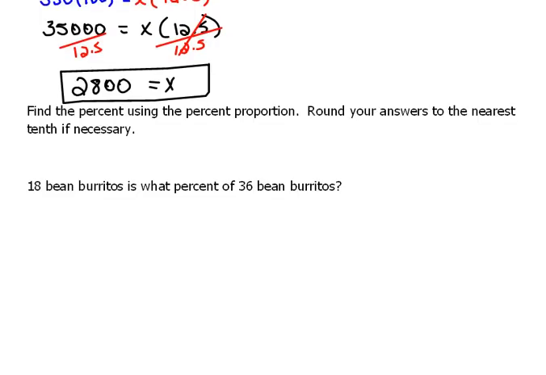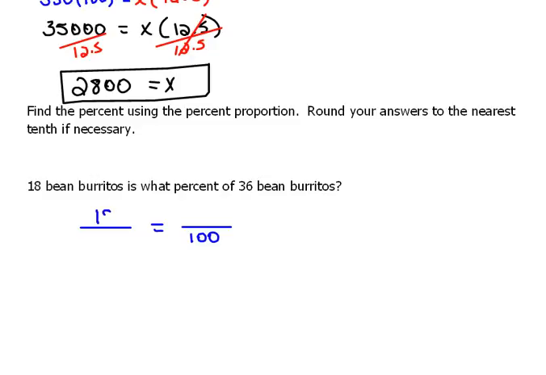Okay, let's work on some percents now. And now we're going to be finding the percent in this proportion problem. So we have 18 bean burritos is what percent of 36 bean burritos? So again, let's use our proportion method. So 18 is what percent of 36?